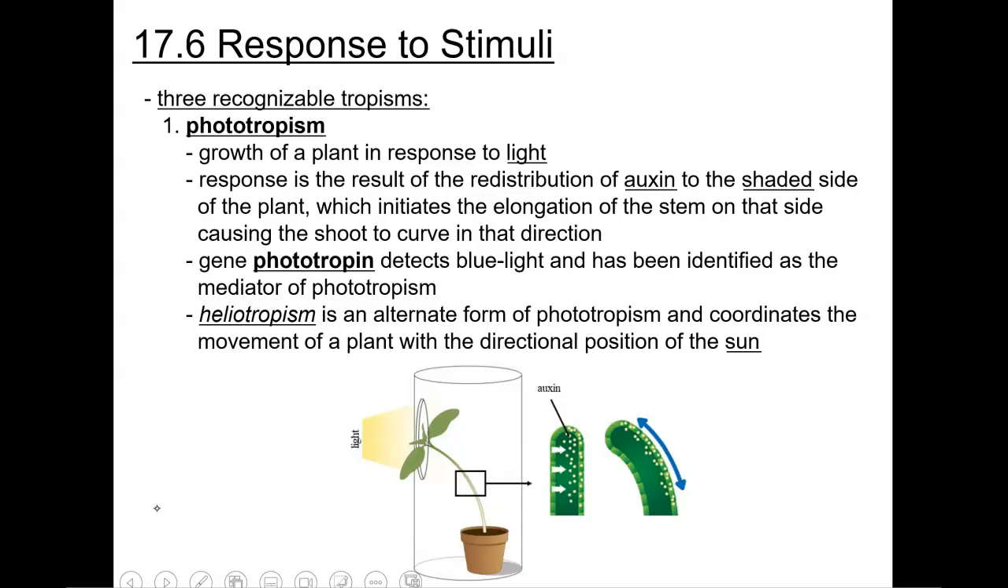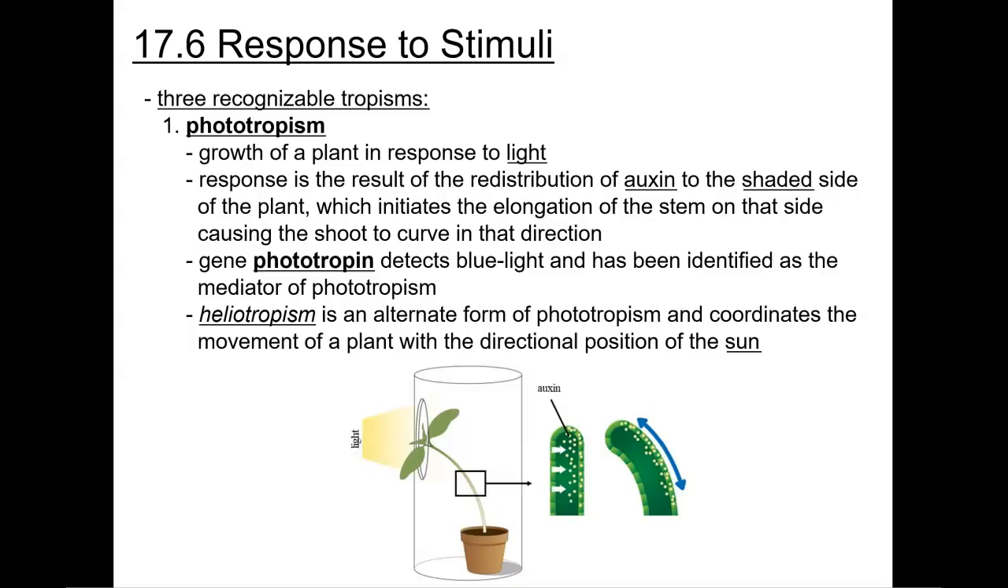Phototropism is the growth of a plant in response to light. The response is the result of redistribution of auxin to the shaded side of the plant, which initiates the elongation of the stem on that side, causing the shoot to curve in that direction. So that's what I just described. You can see the auxin represented by these yellow dots in the stem below. That causes it, like we said, to curve towards the light. The gene phototropin detects blue light and has been identified as a mediator in phototropism.